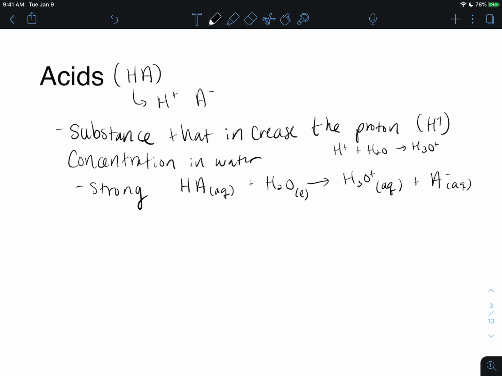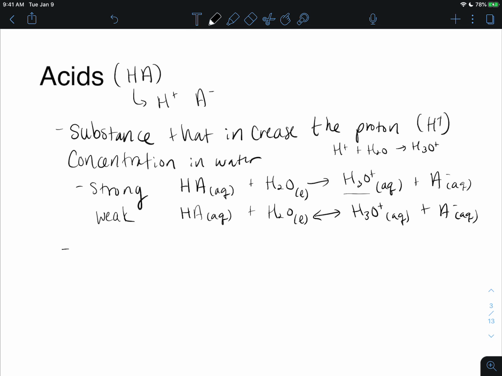Okay. If we have a weak acid, it will still contribute to that hydronium or H+ ion concentration. It just won't contribute quite as much. When we add this in, it is an equilibrium process, so that double barbed arrow instead of a one-way arrow. But still, same idea. So in both cases, we're increasing our H+ ion concentration.